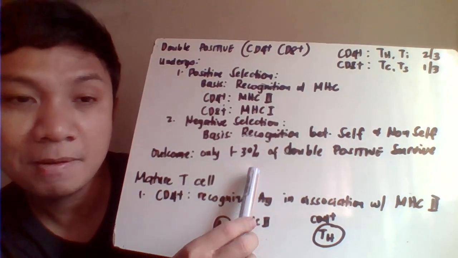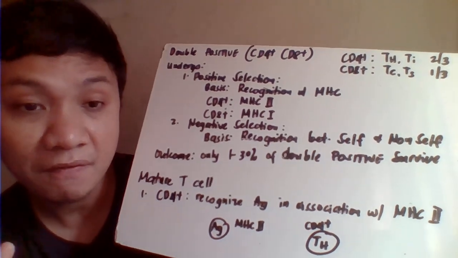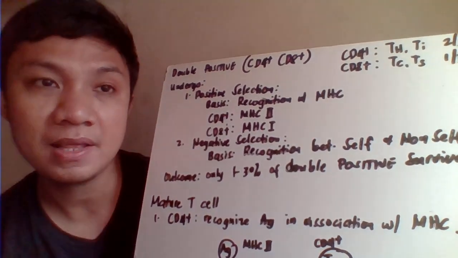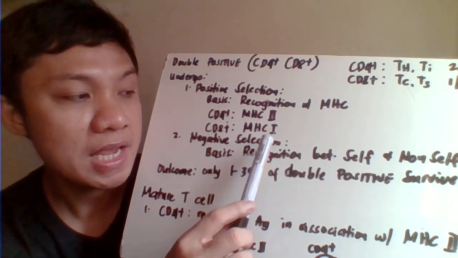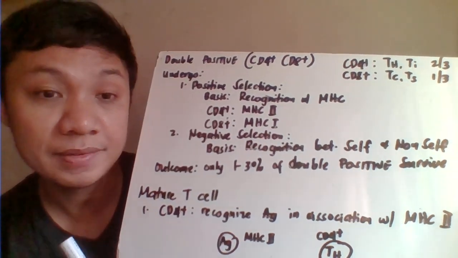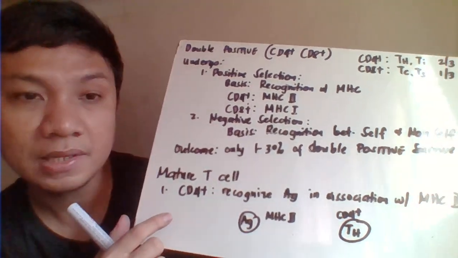Only that will remain: 1 to 3% of your double positive cells, which are functional. Functional in respect that they will have the ability to recognize your MHC molecule and also to differentiate between yourself and a non-self.